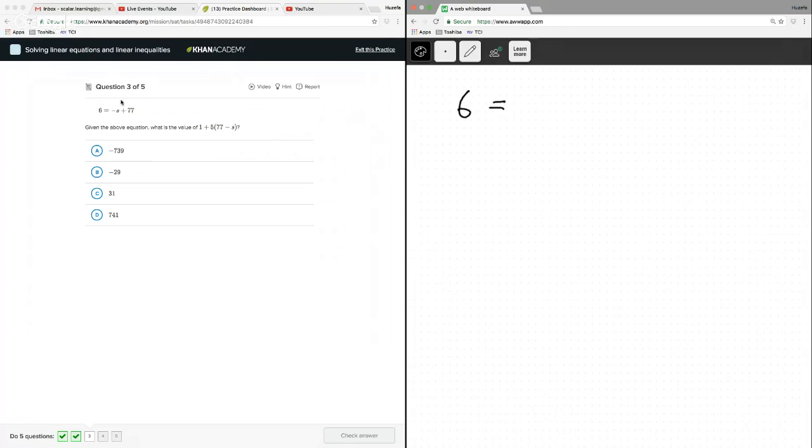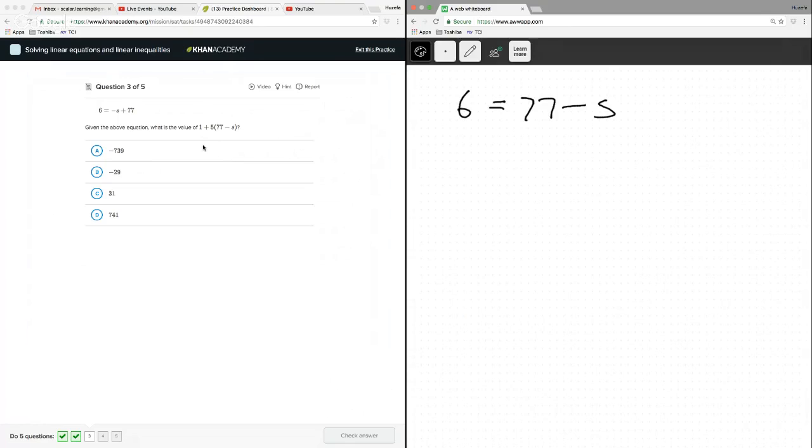6 equals, I'm going to rearrange this, negative s plus 77. Why? Because here they have 77 minus s. And that's the same thing. 77 minus s is the same thing as negative s plus 77. That minus sign sticks to that s like a negative. That's the exact same thing.